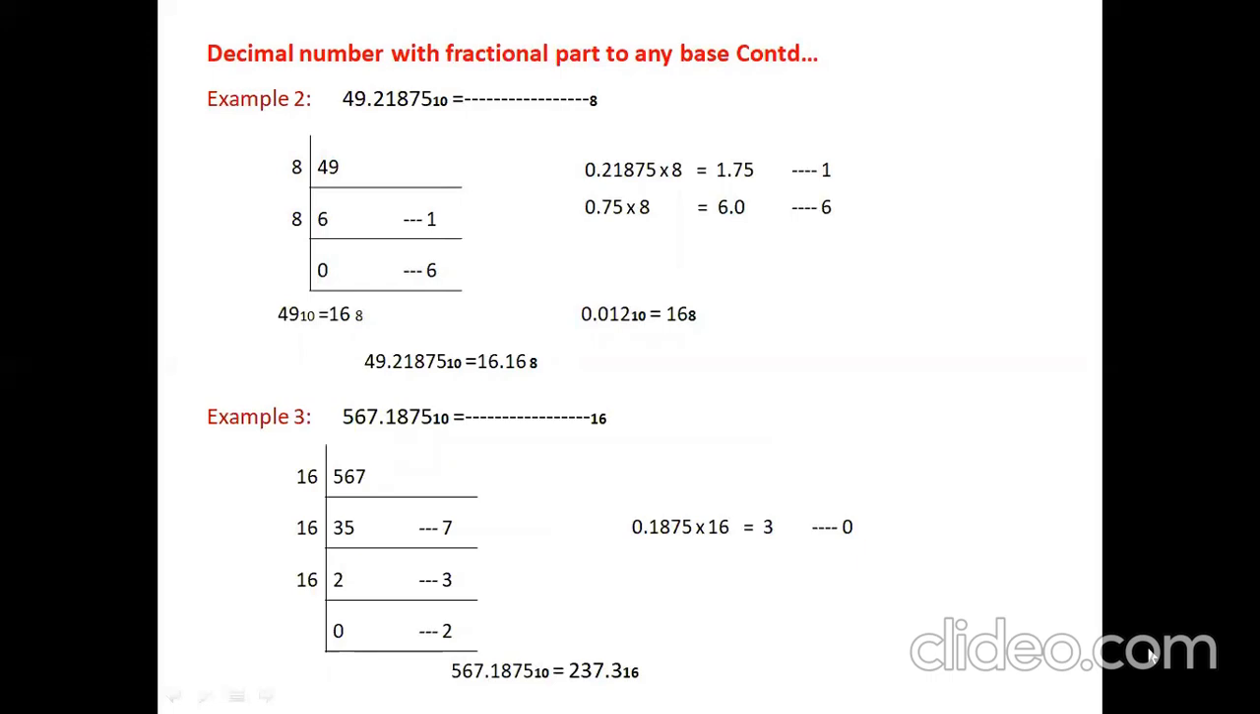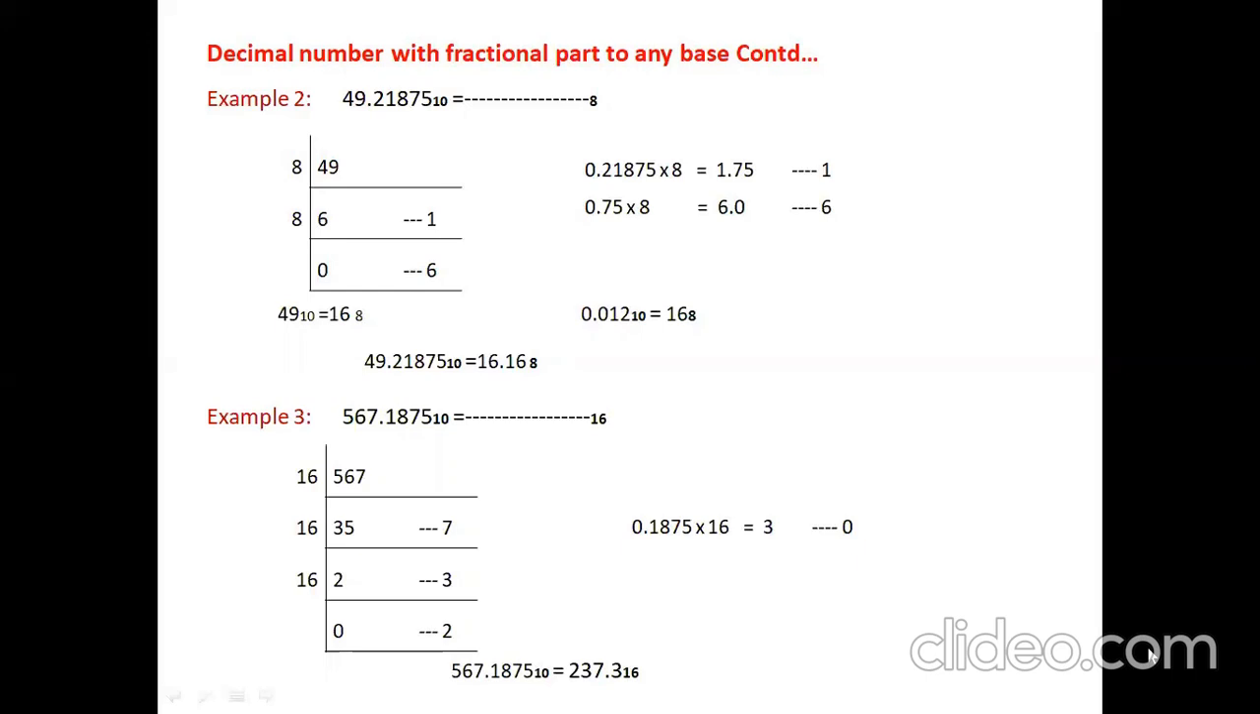For the fractional part in base 8, 0.21875 times 8 gives 1.75, and when we multiply 0.75 by 8, we get exactly 6. So there is no need to go for another step. We can stop here and write down the answer. The answer for 49.21875 base 10 is equal to 61.16 base 8. This is what we can say.